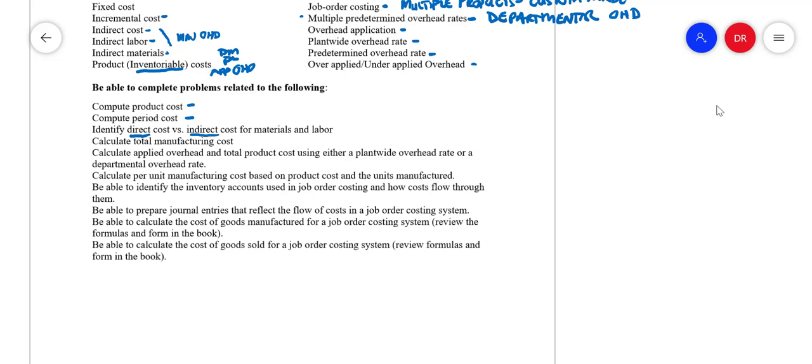All right, you'll have to be able to calculate, or should be able to calculate, total manufacturing cost. This one's a big one right here. Calculate applied overhead and total product cost. On this exam, exam 1, I can tell you that you'll need to be able to calculate the applied overhead or the overhead rate. We've done a lot with that in these last 3 chapters. Calculate per unit manufacturing cost based on product cost and units manufactured.